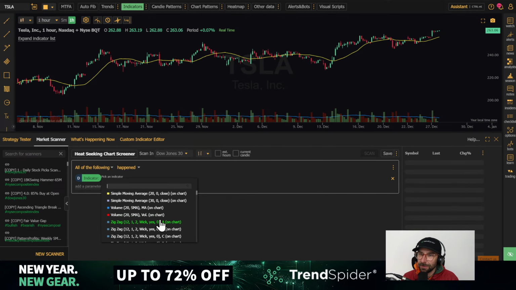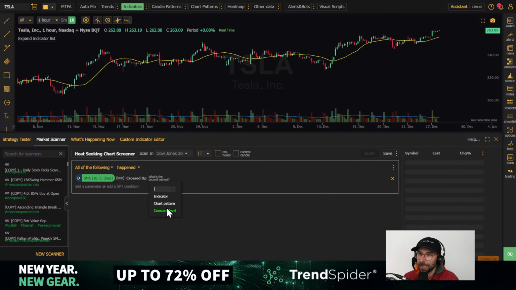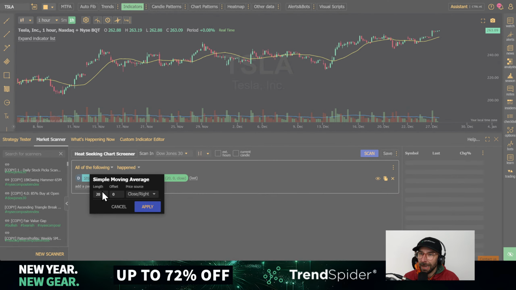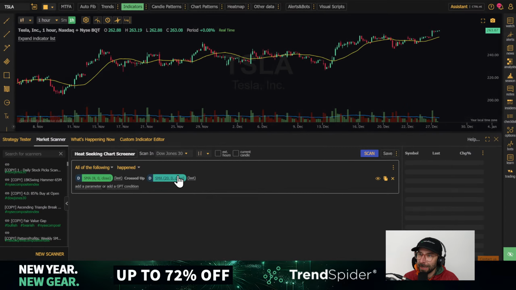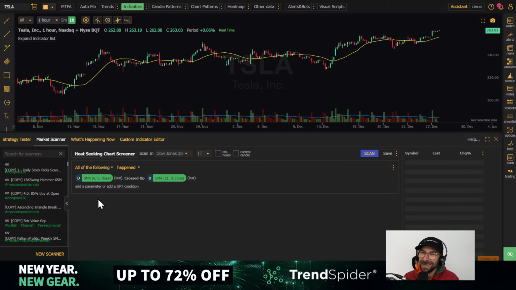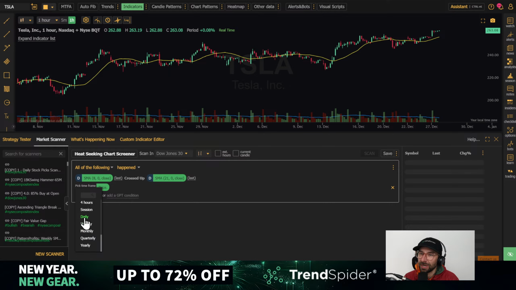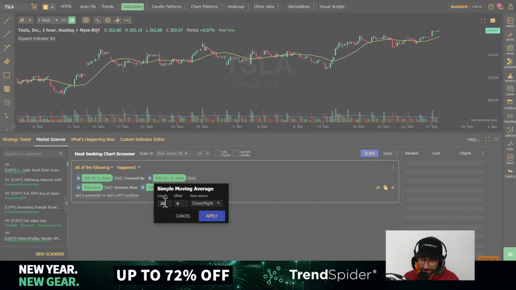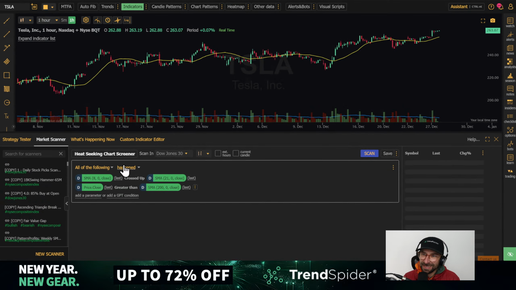I'll use a simple moving average crossing up on another simple moving average. So we'll say daily simple moving average. I'm going to change these: we'll make this the 8, and this the 21, just to keep things realistic. And let's say we also want price to be above the 200. So we'll say price daily close greater than indicator daily simple moving average, with length 200. So let's say these are the conditions we're looking for.